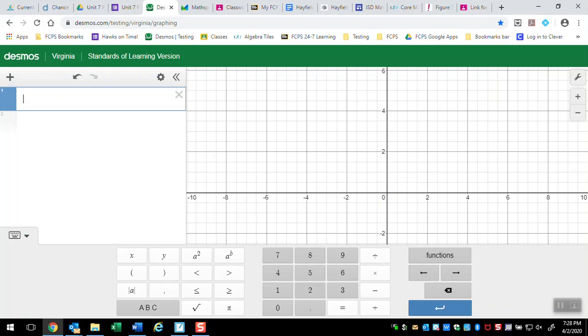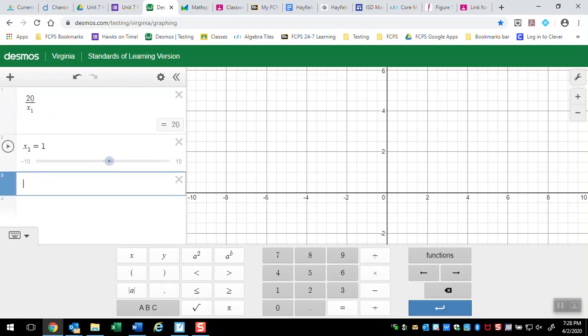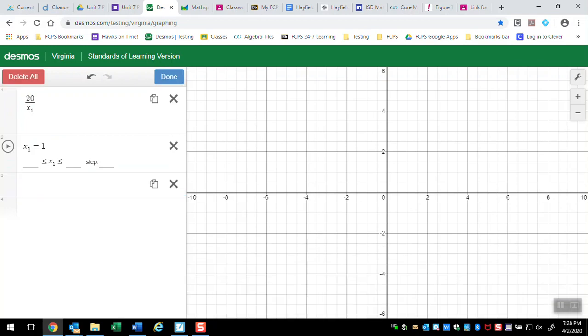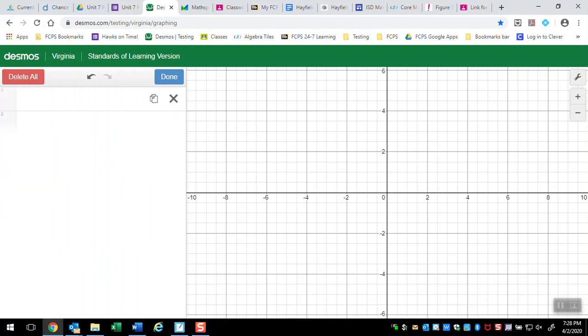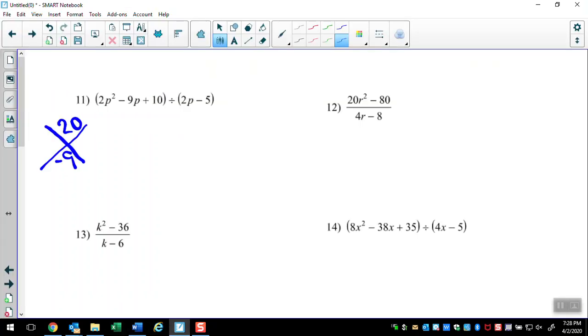All right. We had to find factors of 20. So I'm going to do 20 divided by x1. And now I can go ahead and insert. It's not going to let me insert my table. Maybe I can't do this with Desmos easily. I will see if I can come up with how to do that in Desmos. I can't remember how to do it, so we'll see if I can come up with that and I can make another video for that one.